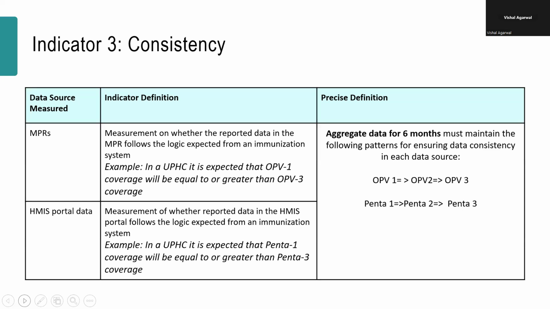Consistency. As I said, consistency means the logical pattern. We have reviewed the consistency in the monthly progress report hard copies and in the monthly progress report in the HMIS portal as well. We analyzed whether the number of OPV1 doses for a 6-month period is greater than or equal to OPV3. If we found this pattern, then that particular PHC is consistent for OPV and Penta. Otherwise, that health facility was not consistent for OPV and Penta. And the same thing we followed in HMIS portal data as well. Next slide, please.